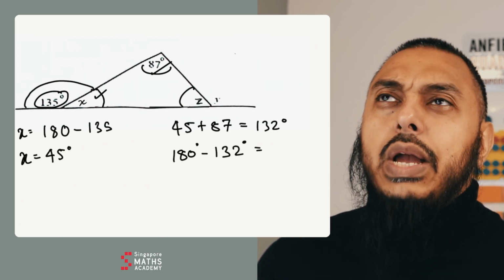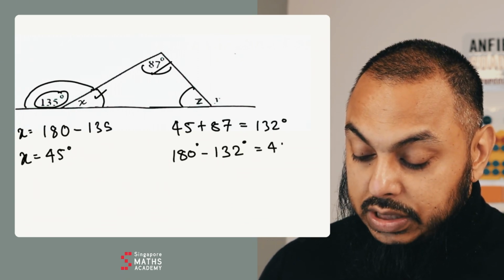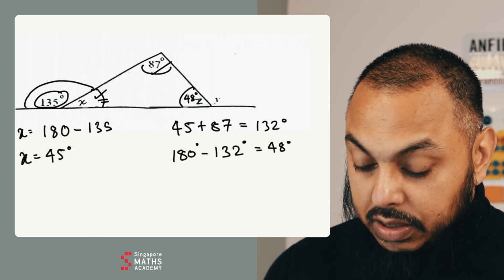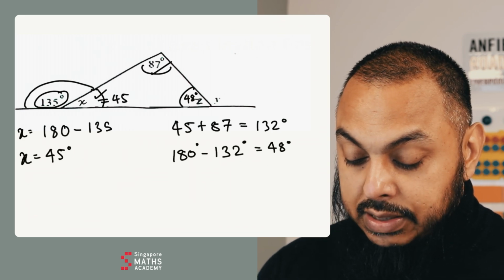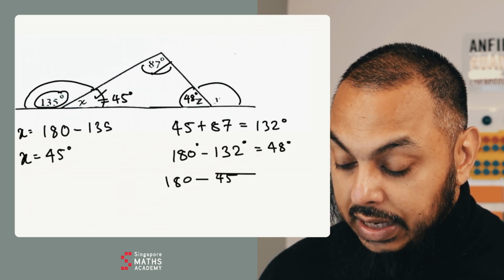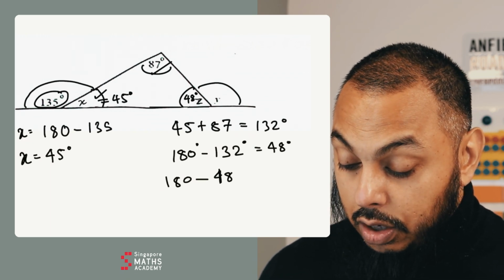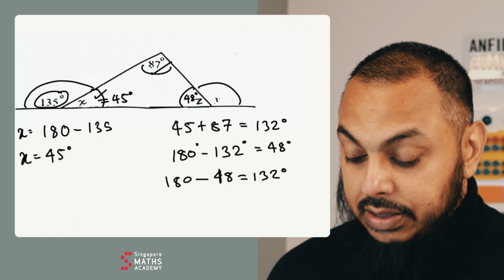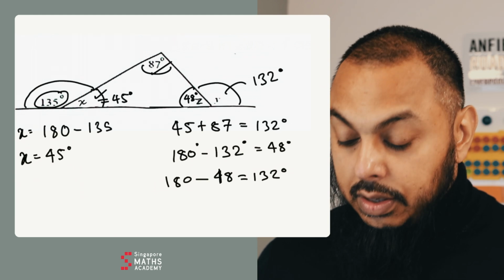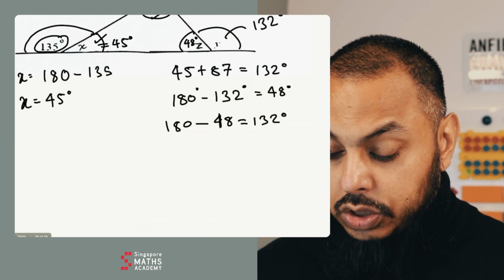And so 180 take away 130 is 50. And 50 take away 2 is 48 degrees. So Z must be 48 degrees. X must be 45 degrees. And Y must be 180 take away 48. 180 take away 48 is equal to 132 degrees. And so Y is 132 degrees. So that's your answer for this question. Not too bad, this one, right? For one of the last questions.